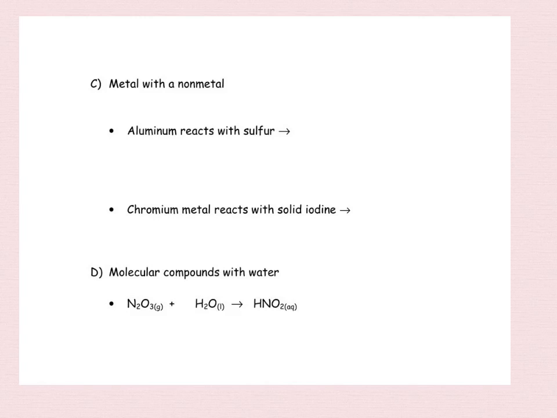Last two examples I want to do here are when you have a metal and a nonmetal that's not oxygen. For example, if you have aluminum with sulfur. Aluminum, we all know, representative element Al. Sulfur in its state of just an S, not with the S8 this time. Aluminum and sulfur will react to give you a compound.